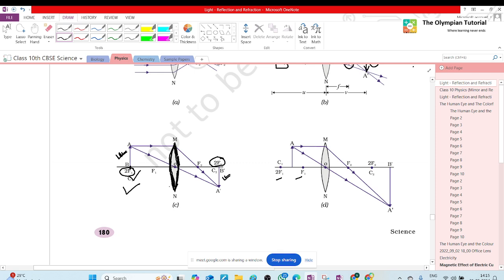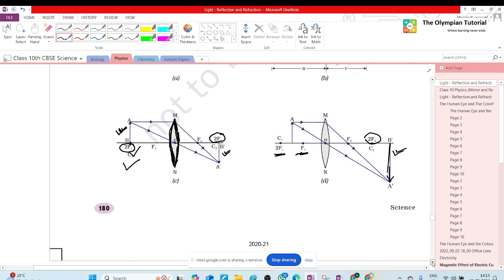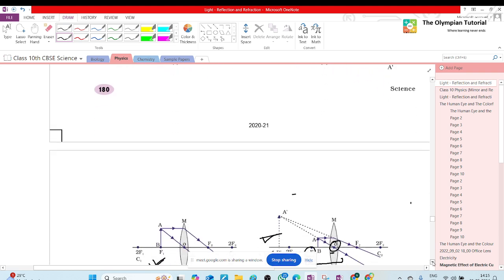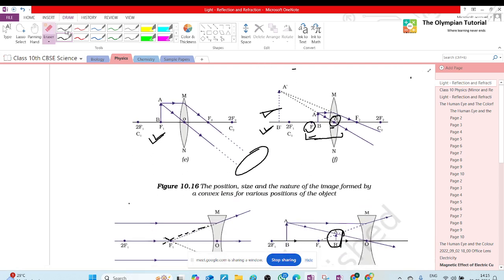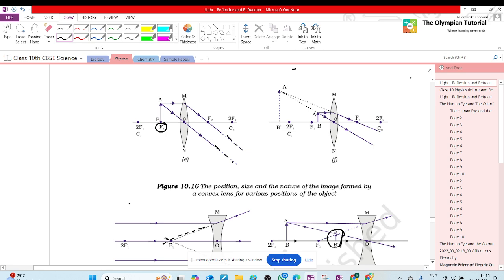Now if the object is between 2f1 and f1, then the image is formed beyond 2f2, and it is real and inverted. You have to learn all these cases. You have to prepare the diagrams so that in the examination you can draw all the things very smoothly without any doubt.